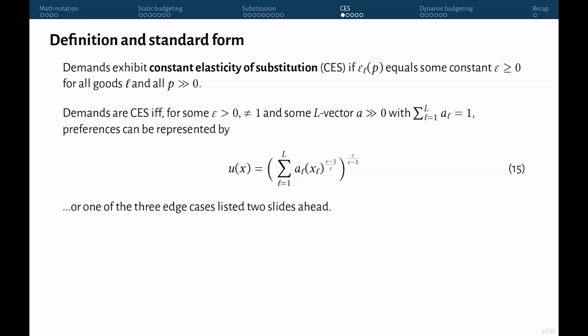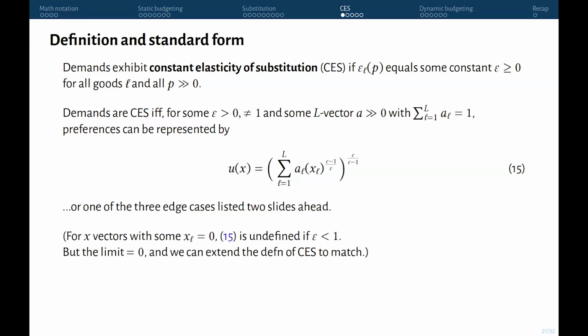Now, elasticities of substitution can also be 0, 1, or infinity. And in those cases, CES demands are still well defined, or rather the utility functions that can give rise to CES demands are well defined. We'll see them on the next slide.